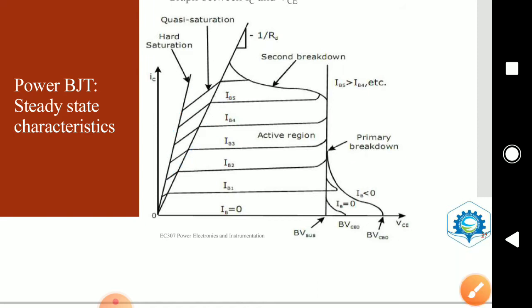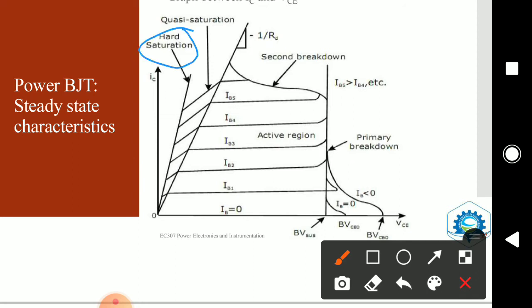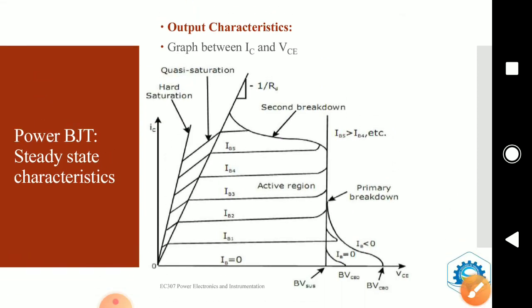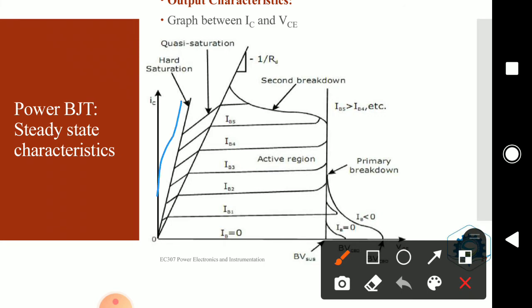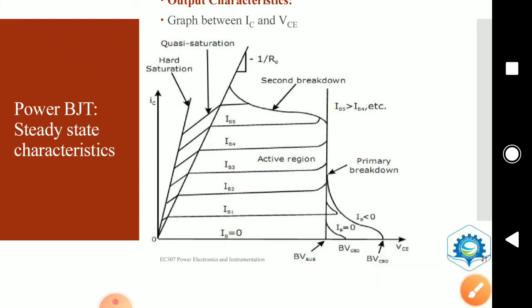applications. Moving on to the hard saturation, you can see that the hard saturation is almost a very steep portion of the curve. By increasing the base current, the BJT will switch from the quasi-saturation to the hard saturation. The resistance is minimum in this particular hard saturation, the power loss is the least, and the device will act as a closed switch when it is operated in the hard saturation region. You have to note that in this region, both the junctions are forward biased.